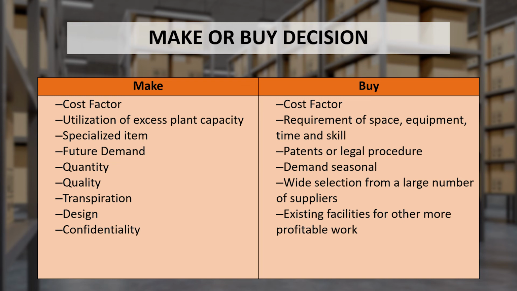If it is a specialized item, we will prefer making, and if a patent or legal procedure is involved, we will buy it. To meet future demand, we will make the decision. If demand is seasonal, we will go for the buy decision. Then quantity, quality, transportation, design, confidentiality, all these are the factors to decide whether to go for make or buy.